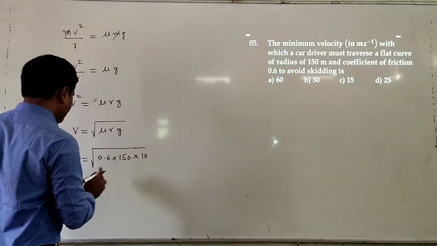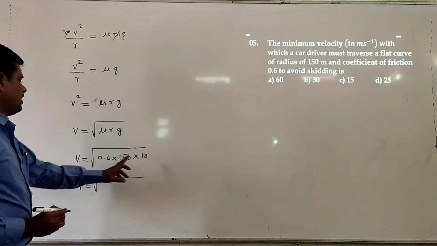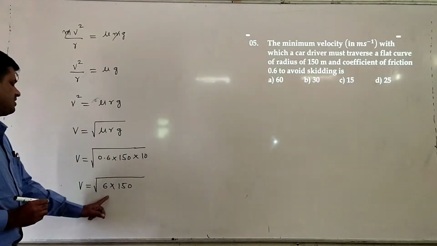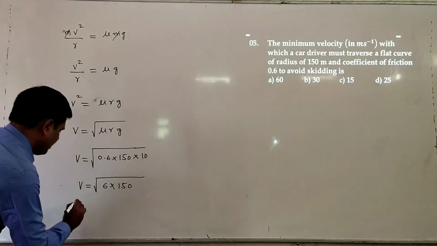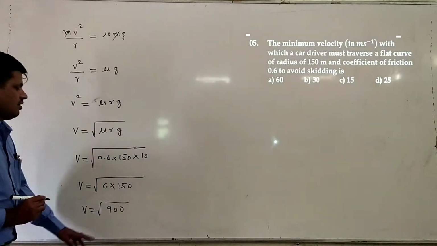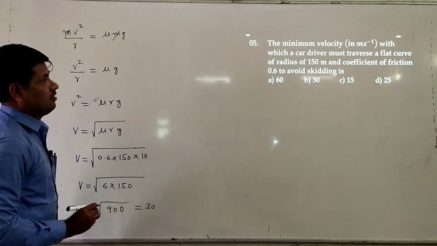Now what are we getting here? This value is equal to the square root of 0.6 into 150 into 10. Here 15 sixes are 90, which means v is equal to the square root of 900. The square root of 900 is equal to how much here? 30.